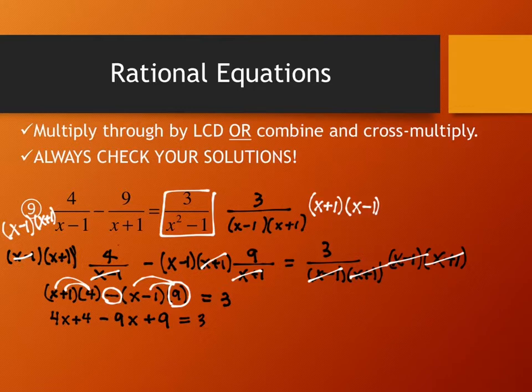Okay, I can simplify still on the left-hand side. What do I have? 4x and negative 9x, which would be negative 5x. What else? 4 and 9, which would be 13. Equals 3. Now what? Subtract the 13. I have negative 5x on the left. What's on the right? Negative 10. Now what?